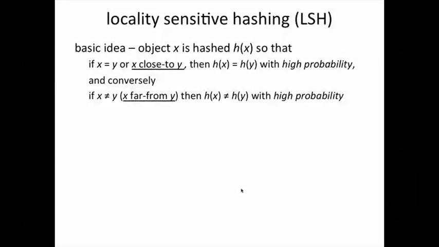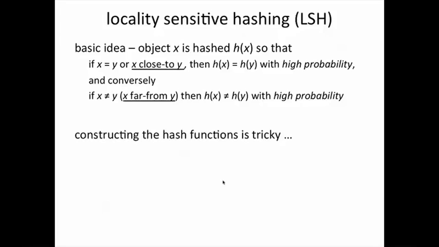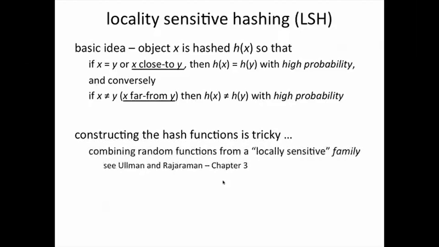And conversely, obviously, if x is not close to y, rather x is far from y, then the two hash values will not be equal with high probability. Of course, constructing the hash functions themselves is quite tricky. And here we have to do interesting things like take random functions from a locality-sensitive family and combine them in particular ways. Rajaraman and Ullman's chapter 3 describes this process fairly well and in considerable detail.